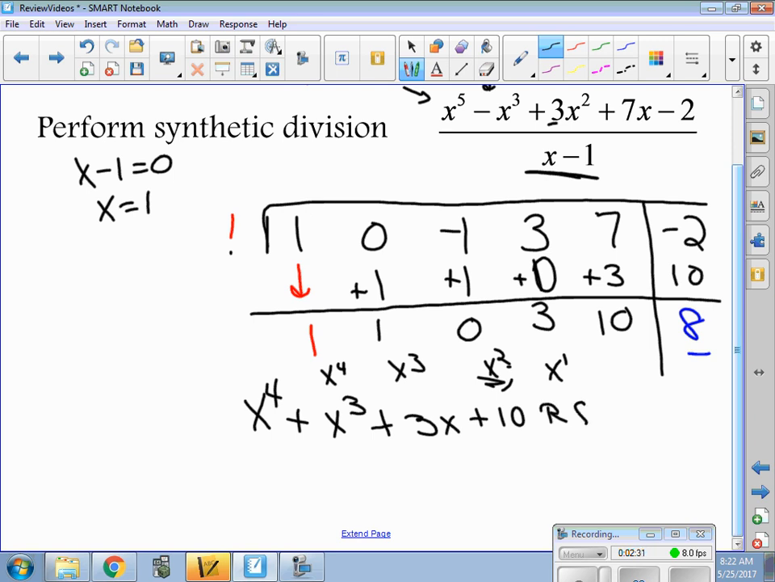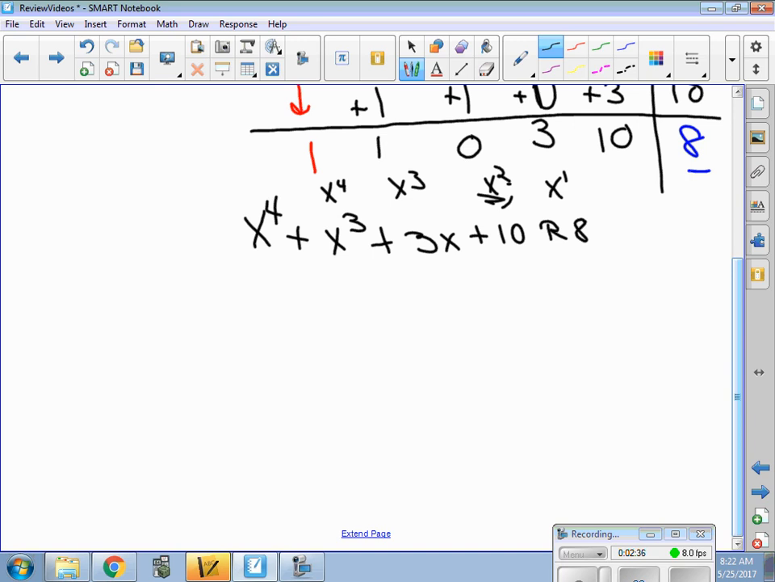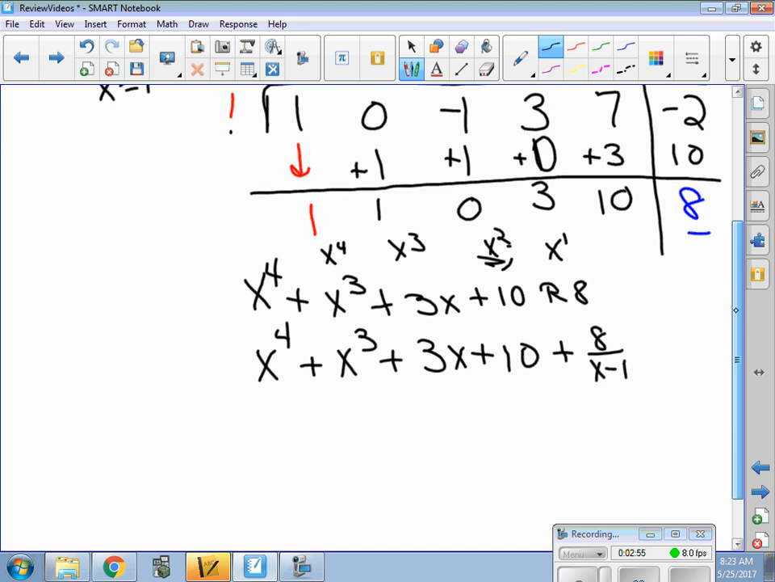Here's your remainder of 8, but you don't want to write it that way. You want to write your remainder as a fraction. So you're going to have x to the fourth plus x to the third plus 3x plus 10 plus 8, because 8 was positive up there, all over x minus 1. Go back up to what you originally started out with, and then there's your answer.